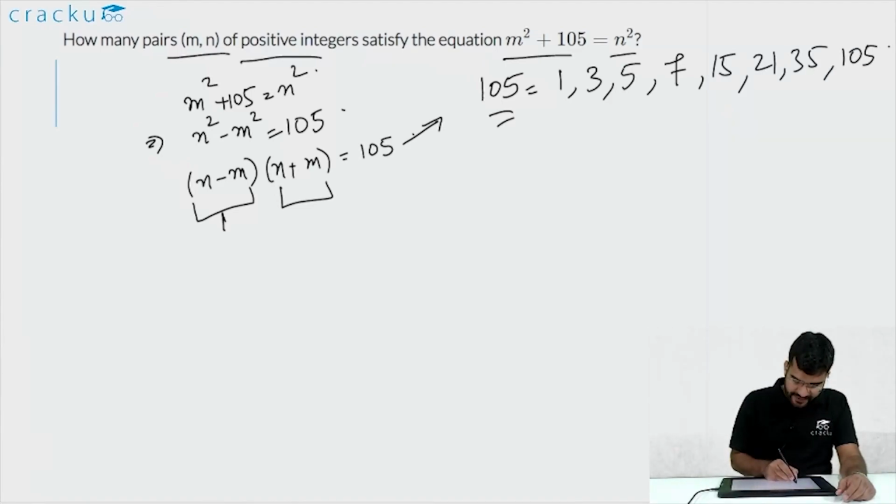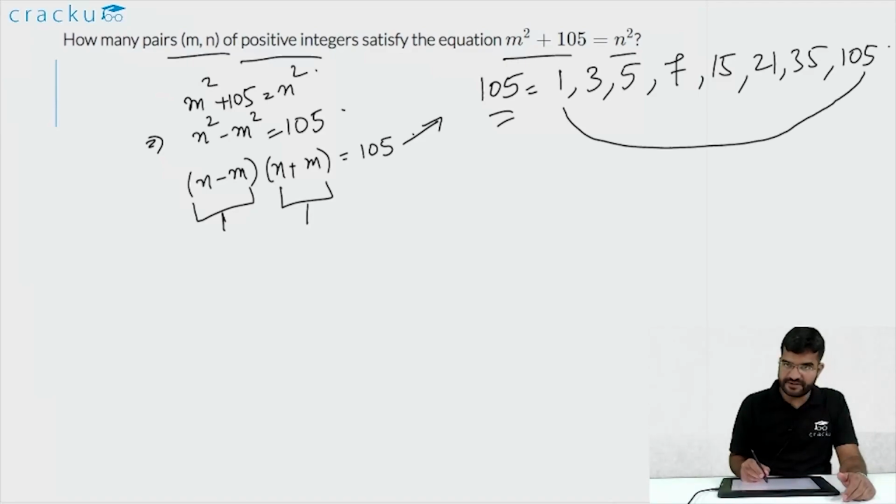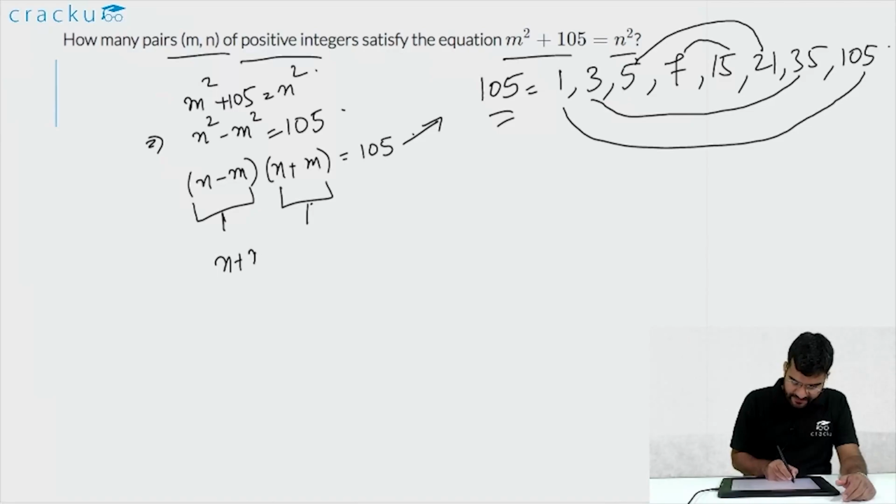These are the factors of 105. Now we want n − m and n + m to be complementary, as in their product should match up to 105. That is 1 and 105, when you multiply them, you are going to get 105. 3 and 35 will also get you 105. 5 and 21 will also get you 105, and 7 and 15 will get you 105. And n + m will be greater than n − m because n and m are positive integers.